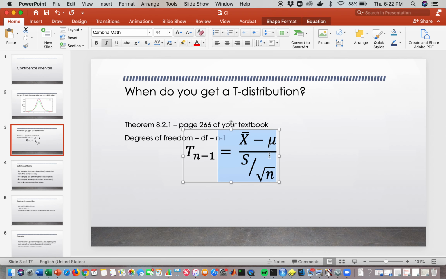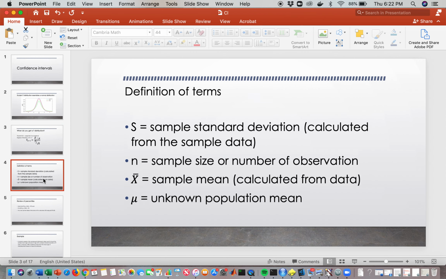And that looks a lot like the central limit theorem, but there's one big difference, is that we're using s here. And s is the sample standard deviation. So I'm about to go over each of these terms. This is very close to the statement of the central limit theorem, but it's a little bit different.